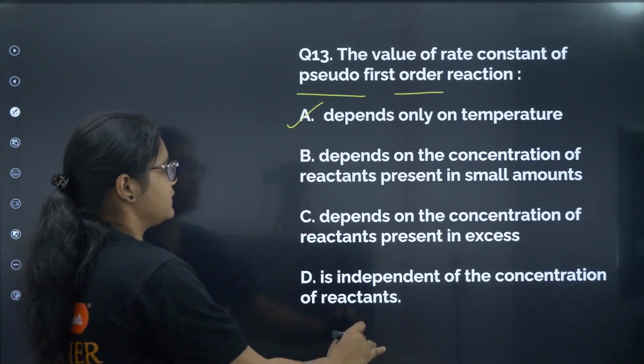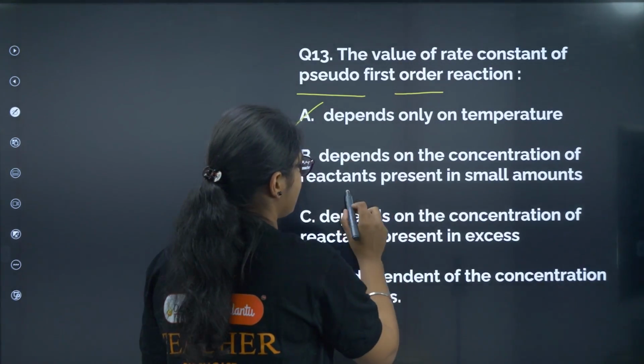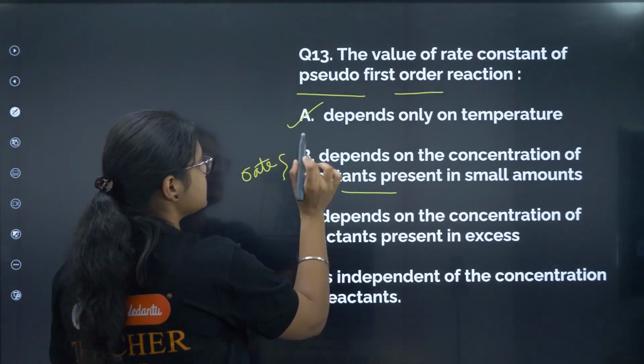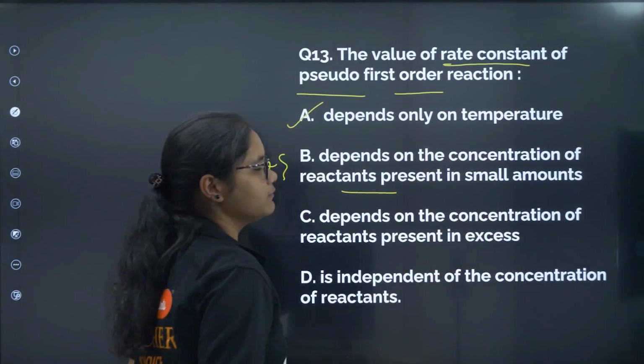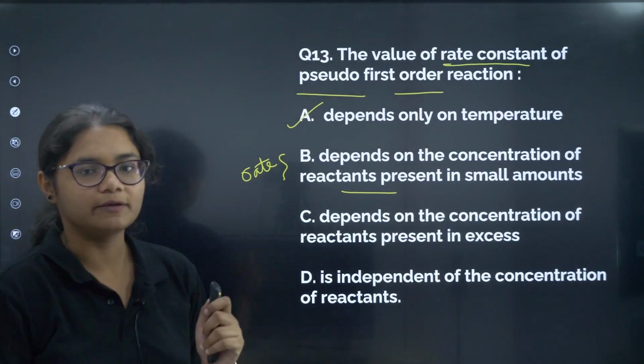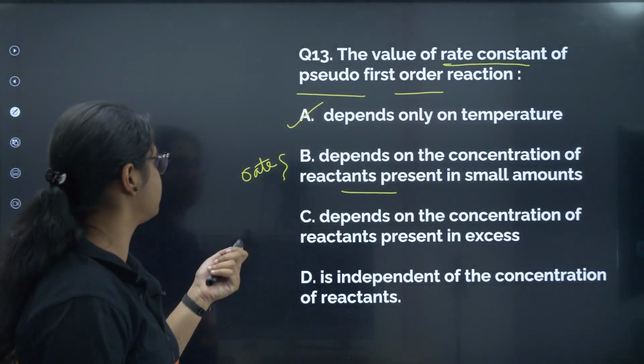You need not think these things depend on the concentration of reactants present in small amounts. This is for rate, but the question has asked for the rate constant, which is only and only dependent on temperature. So the correct answer will be A. Okay, so this one you have to know.